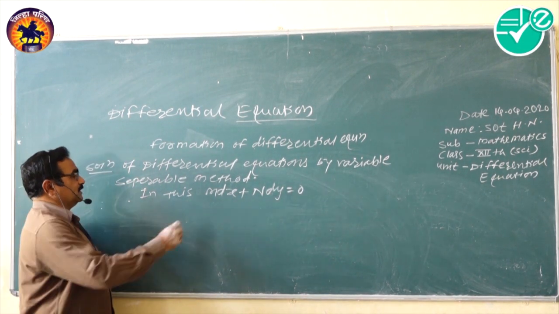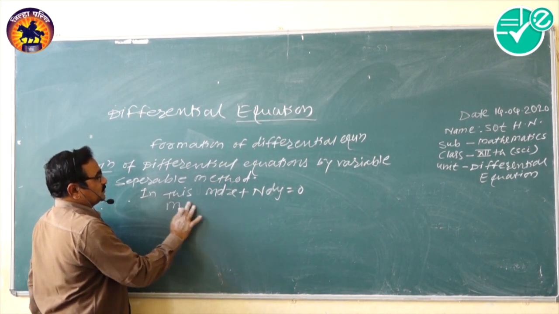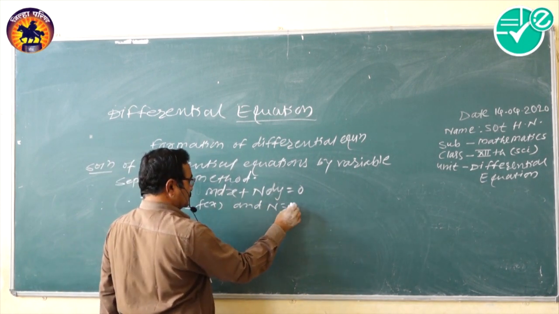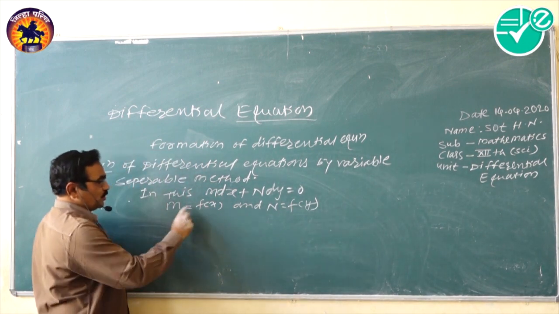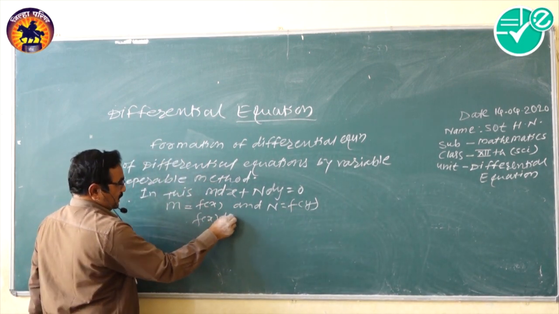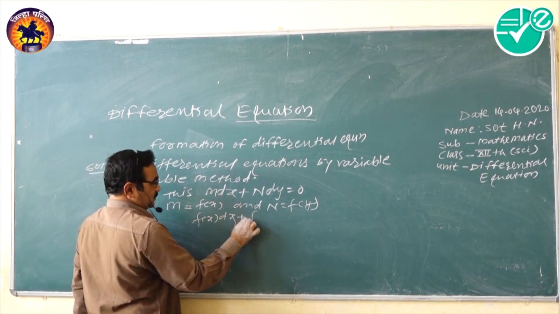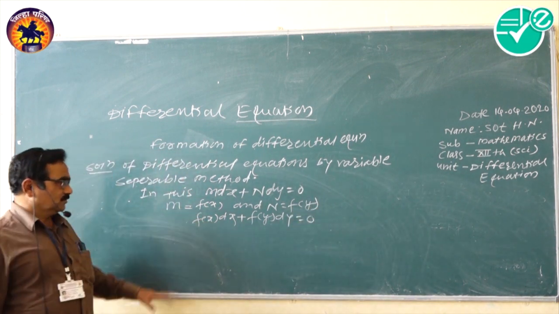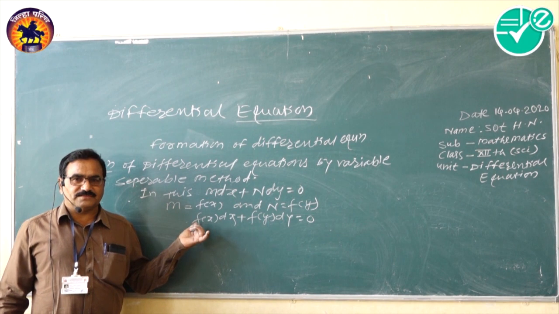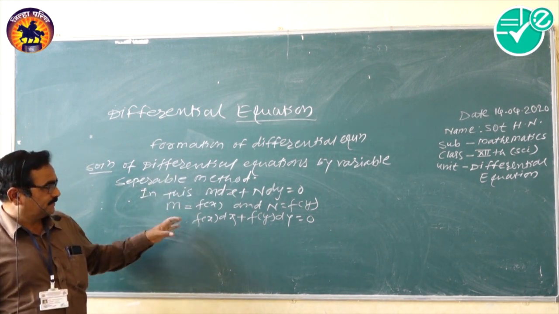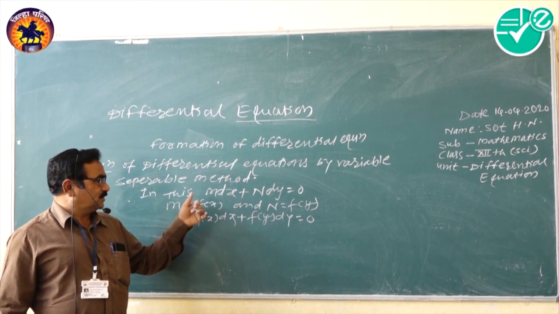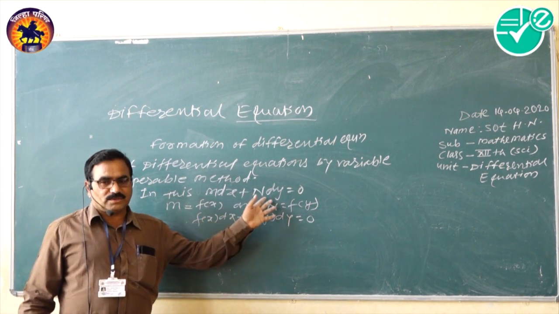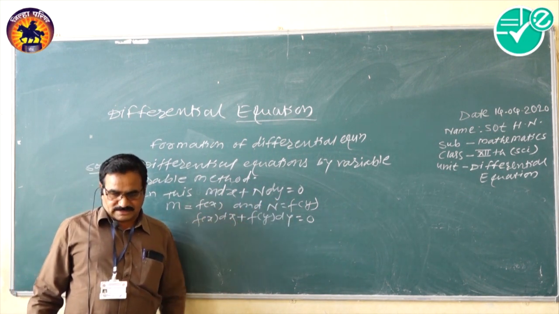In that form, we write this as m is equal to f of x and n equal to f of y. This format becomes f of x dx plus f of y dy equal to 0. By using this method, we solve the differential equations which are variable separable. Means the functions of x are coefficients of dx and functions of y are coefficients of dy.